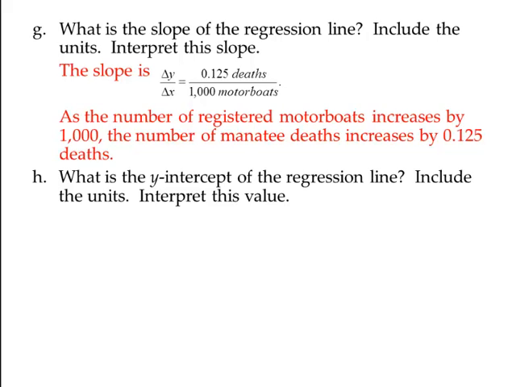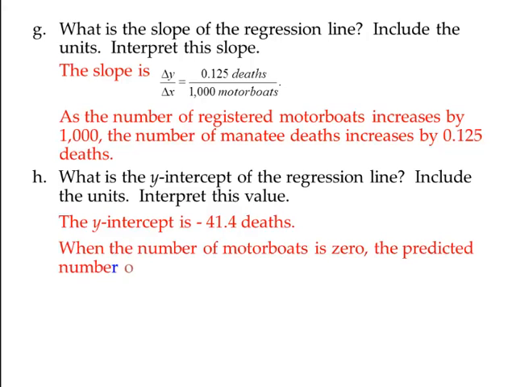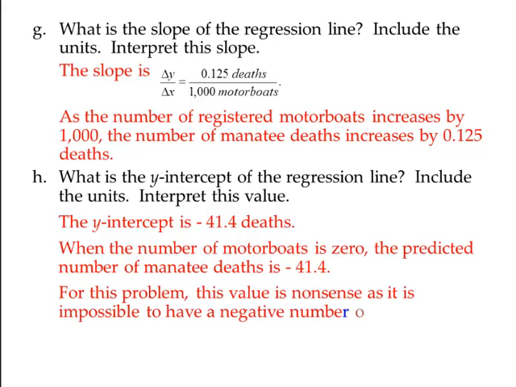Question H. What is the y-intercept of the regression line? Include the units, interpret this value. The y-intercept is negative 41.4 deaths. And what this means is when the number of motorboats, x, is equal to 0, the predicted number of manatee deaths is negative 41.4. Now for this problem, this is nonsense because it's impossible to have a negative number of deaths. And this is because 0 is outside the domain of our x values.